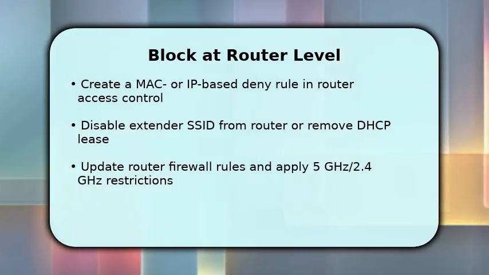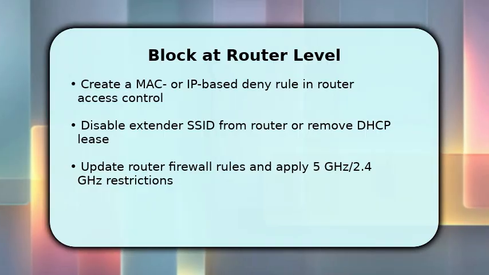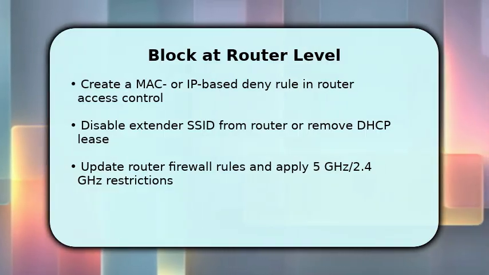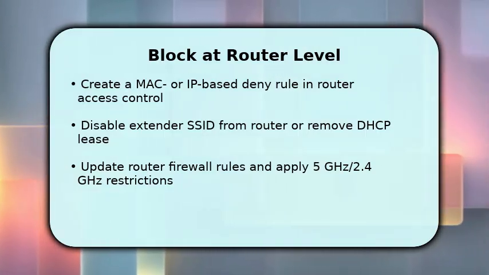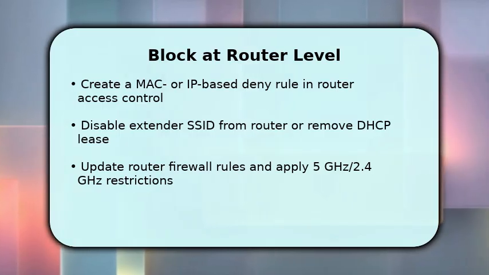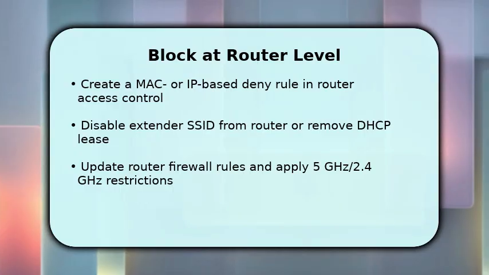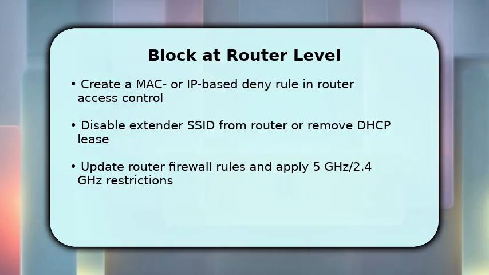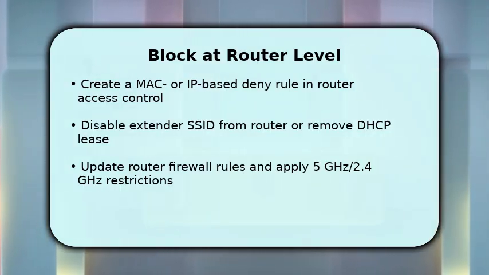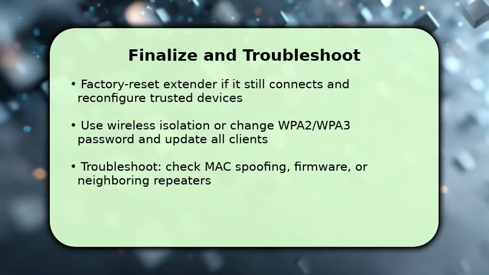If available, disable the extender's SSID or block its specific wireless band to stop bridging. Once applied, reboot the router and the extender so rules take effect, and monitor the connected devices list to confirm the extender. Finish by securing the network to prevent reattachment.